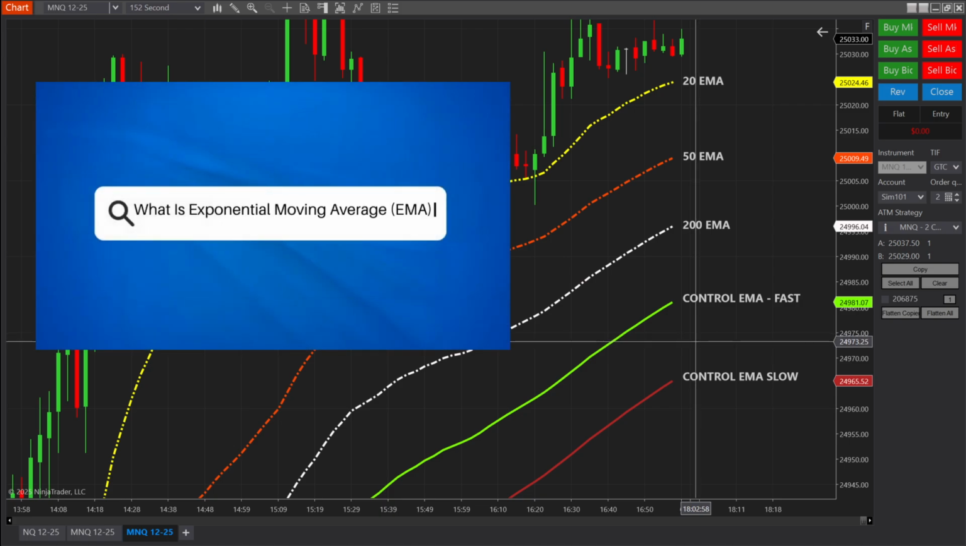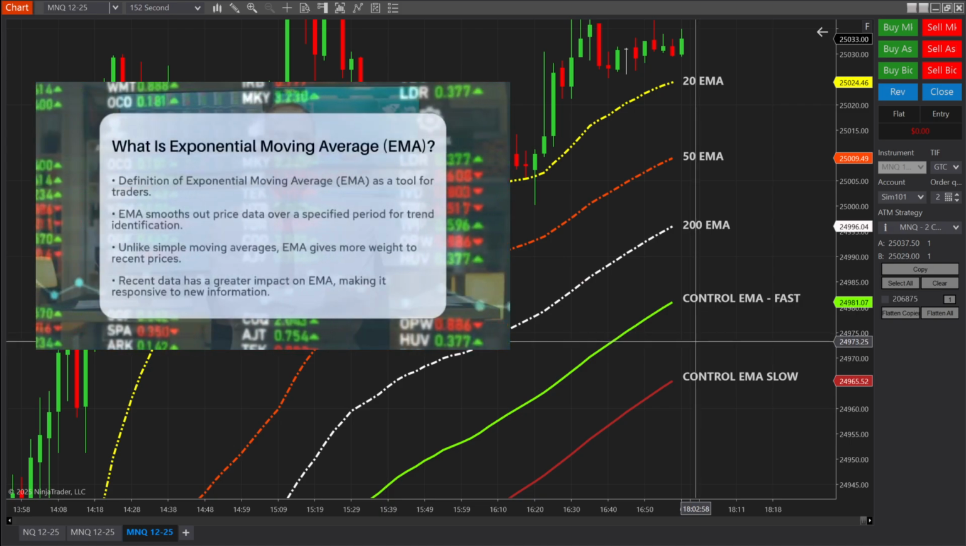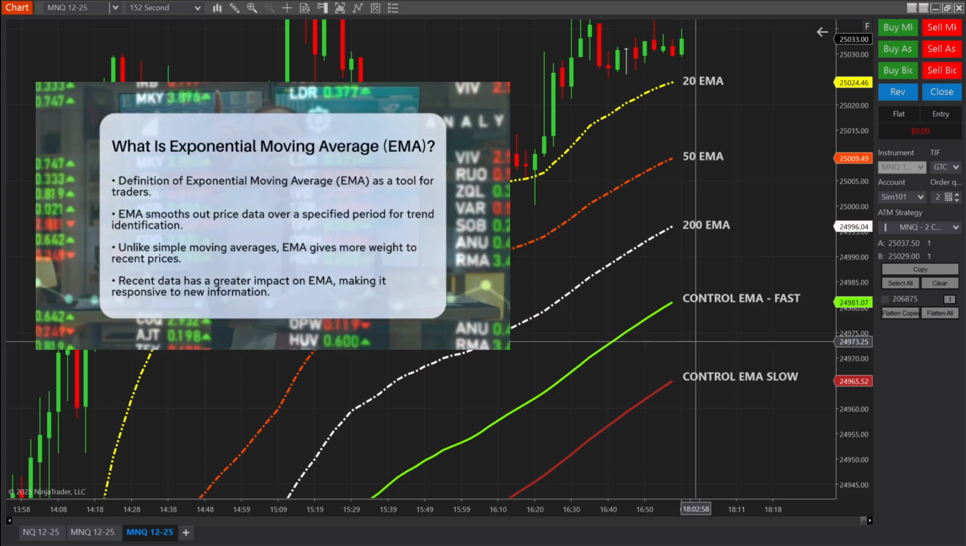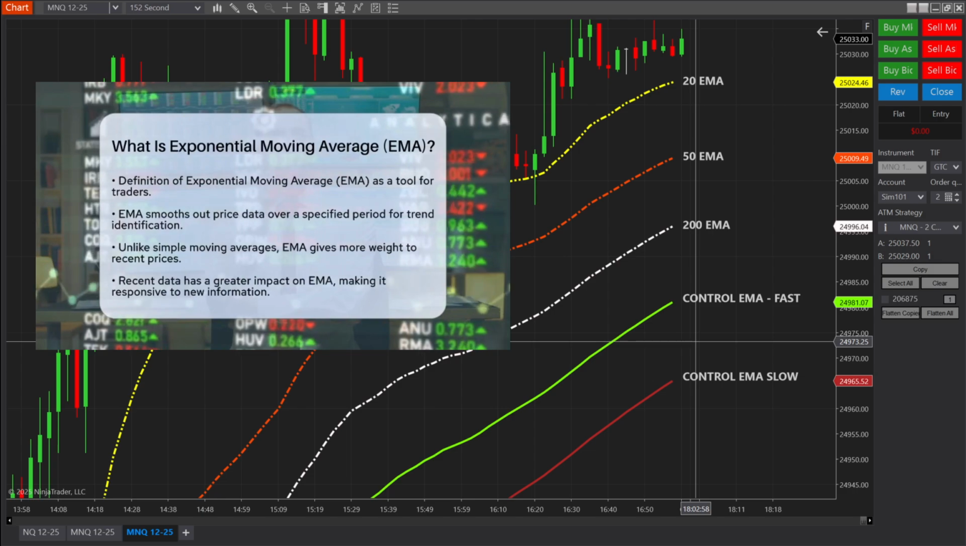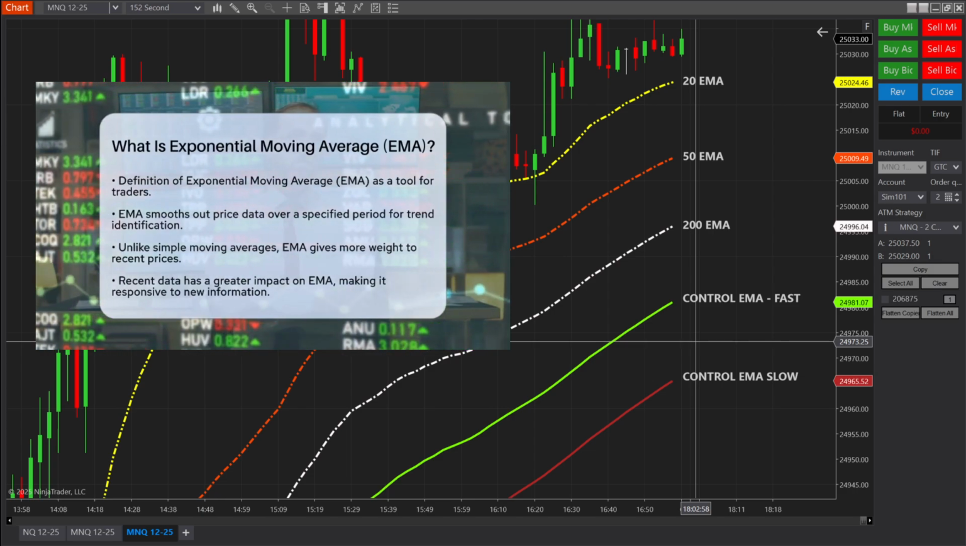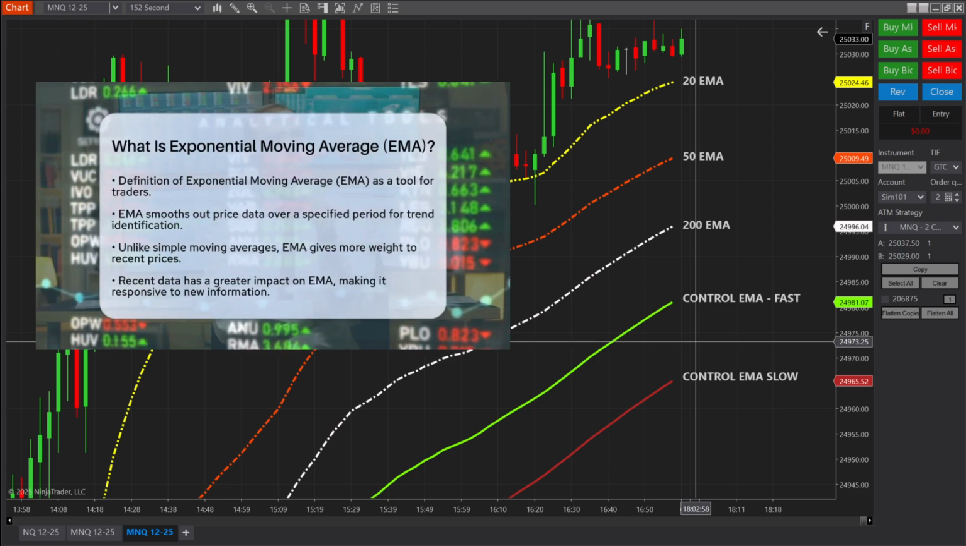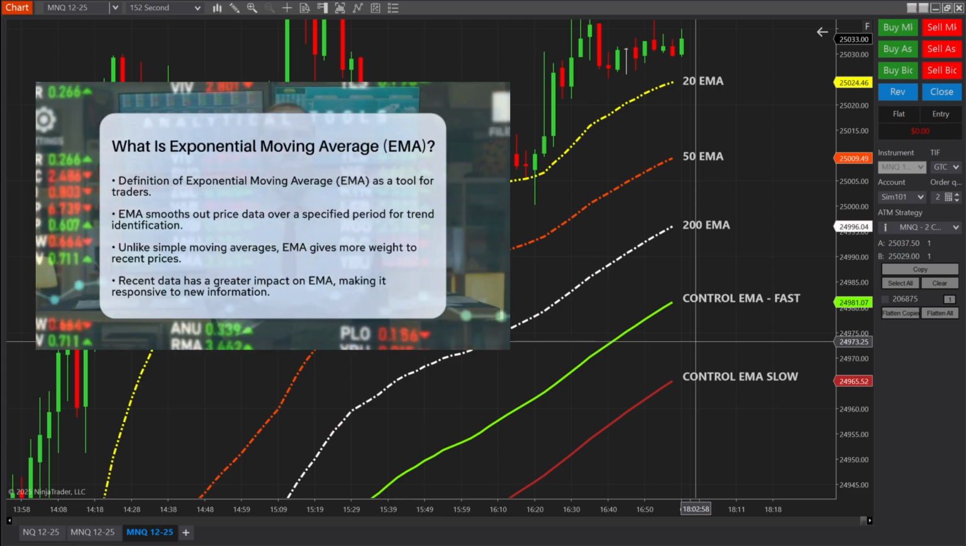What is exponential moving average, EMA? Have you ever wondered how traders make sense of fluctuating stock prices? One of the tools they use is the exponential moving average. This method helps smooth out price data over a specific period, allowing for easier trend identification.